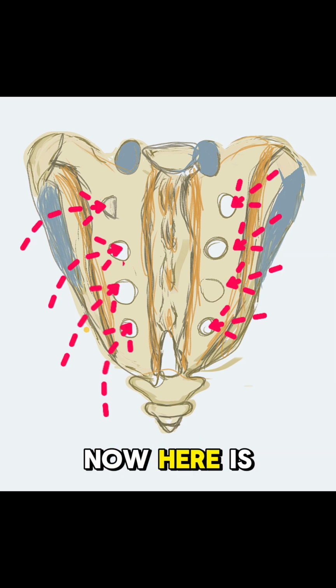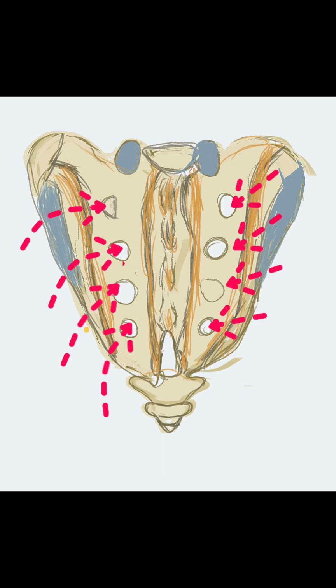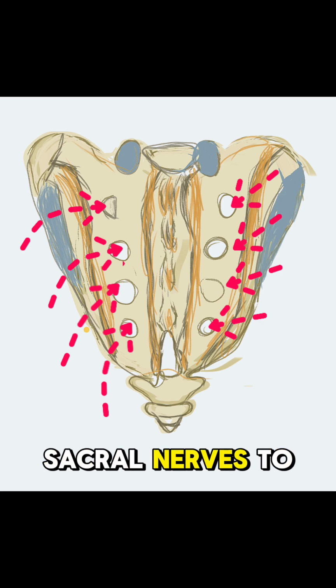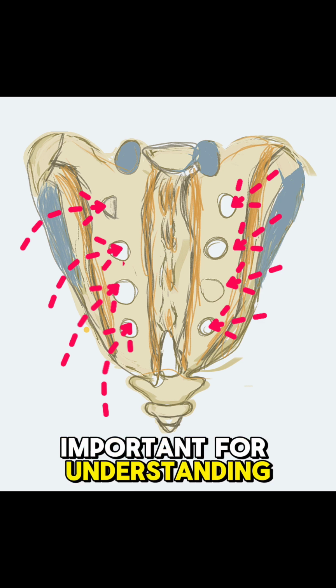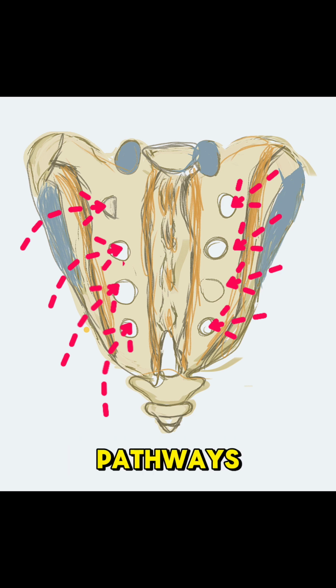Now here are the posterior sacral foramina. These allow the dorsal rami of sacral nerves to pass. It is very important for understanding nerve blocks or sacral pain pathways.